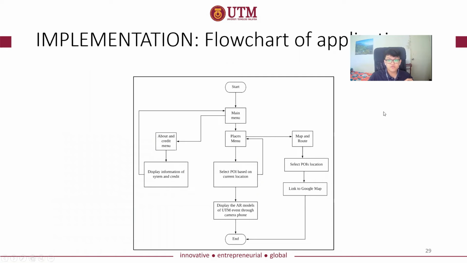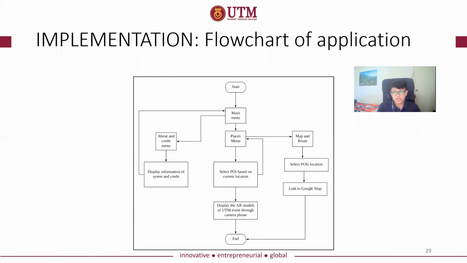So finally, we have the flowchart of the application. In this implementation, we follow this flowchart so that we can visualize how the application will work from one button to another. So we have start, and when the application starts, we go to the main menu, and when we click explore, we can go to the places menu. From the places menu, there are two activities: open the camera by clicking the image, and the second one is redirection using Google Maps.